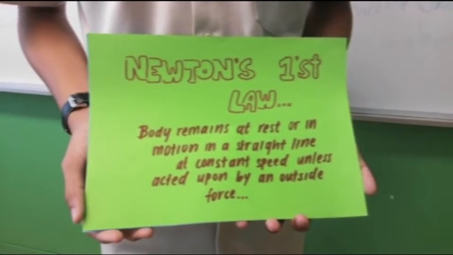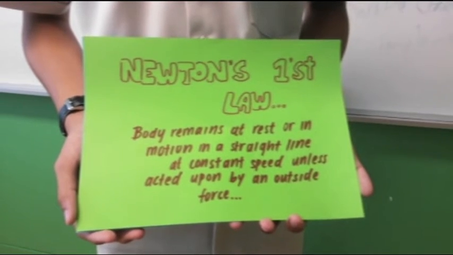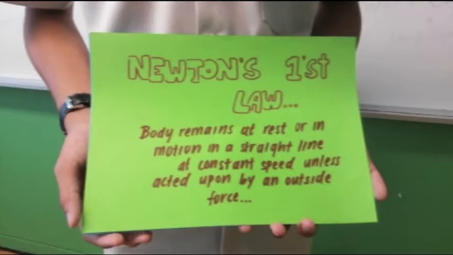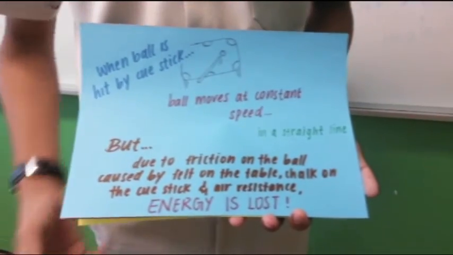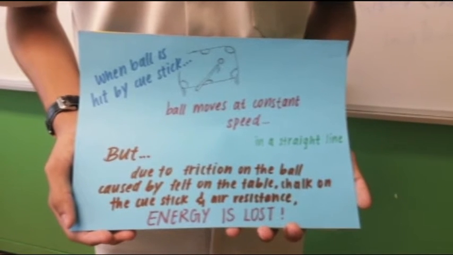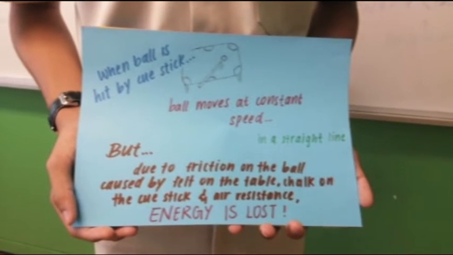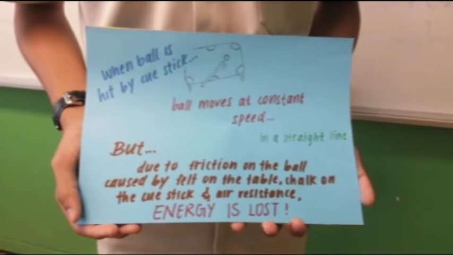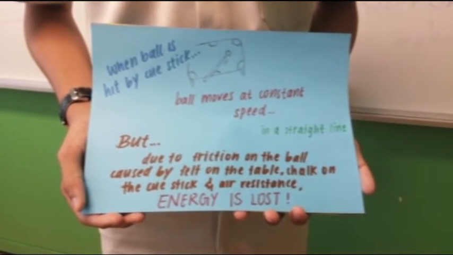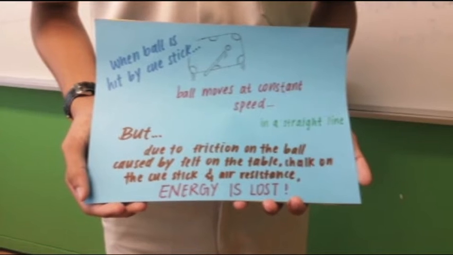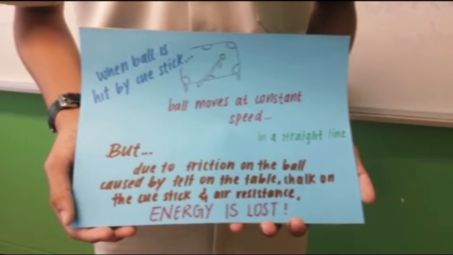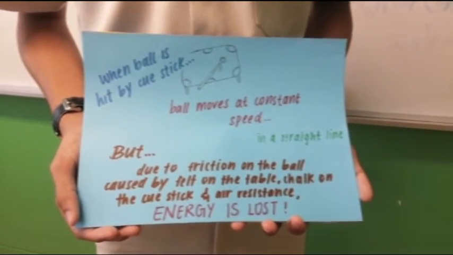A body remains at rest or in motion in a straight line at constant speed unless acted upon by an outside force. For example, when a ball is hit by a cue stick, it moves at a constant speed in a straight line. But in reality, due to the friction on the ball caused by the felt on the table, chalk on the cue stick, and air resistance, energy is transferred away from the ball. Or you can just say energy is lost.